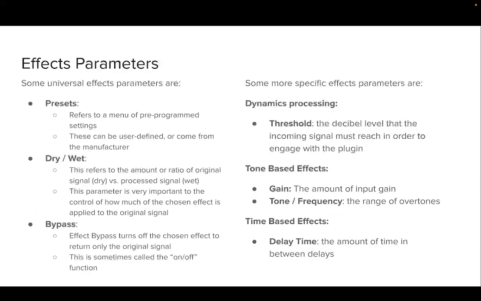Listed here are a series of effects parameters that are common. Some universal effects parameters that are found on most things, especially in a plugin or a digital setting, are a list of presets. Presets are really useful. It is a menu of pre-programmed settings that you can also save your own settings to as a user-defined preset.